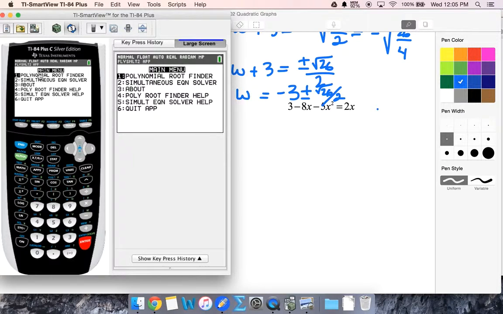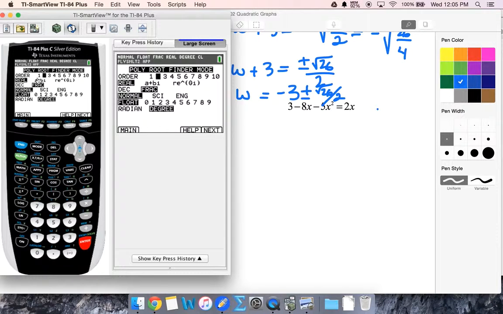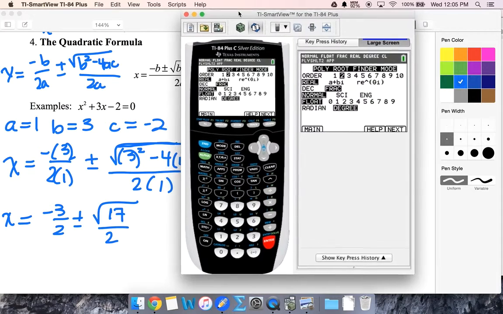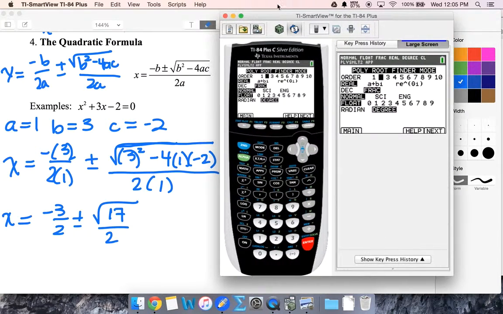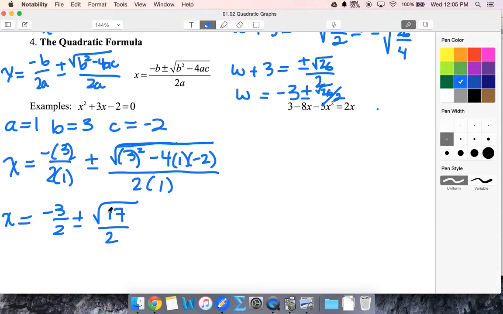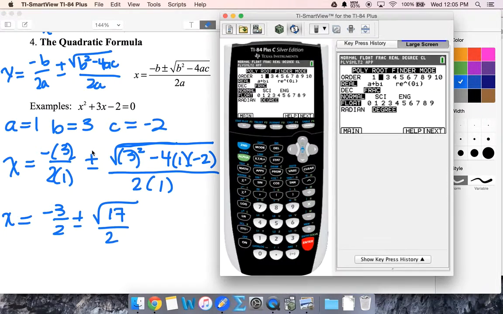So I want to find the roots. So I'm going to press enter for that. Order is 2 because I have a quadratic. Let me scroll this down so we can see it. I'm looking for the roots. I'm looking for the zeros. I want real answers. I want fractions if possible. I always like that. Here it's not going to be possible though because this is irrational. And so the rest of this I can just leave the same. So I'm going to say next.